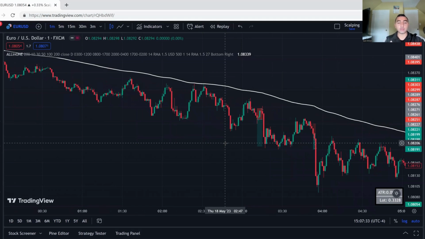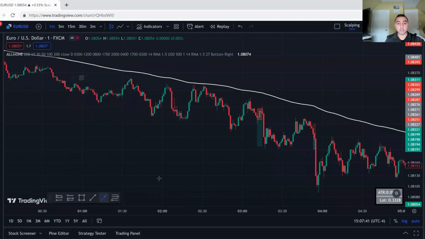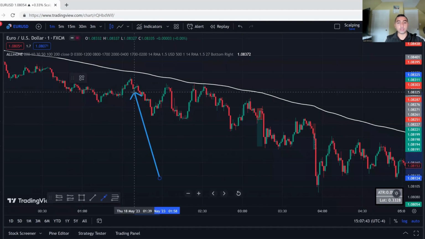If the price is below the EMA, we're in a downtrend. If price is above the EMA, we're in an uptrend. Right now, is price above or below the EMA? We're below, right? And so because we're below, what are we looking for? We're looking for sell opportunities. We're bearish. We're in a downtrend.